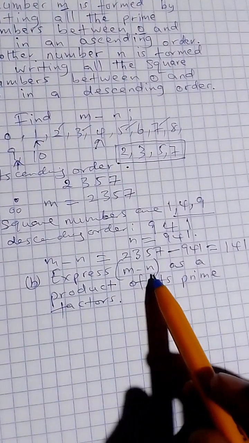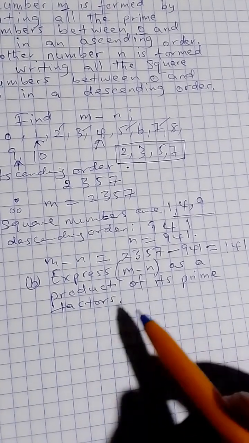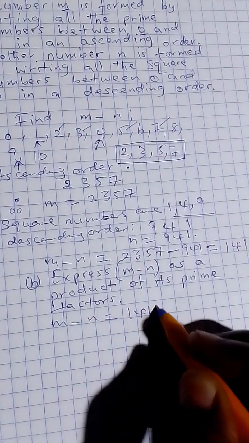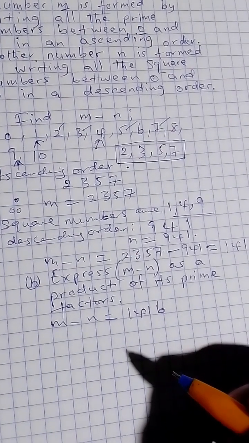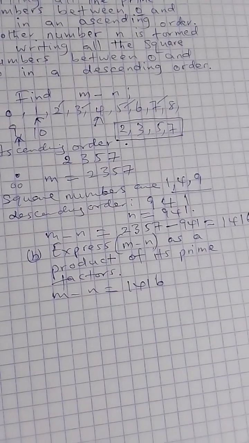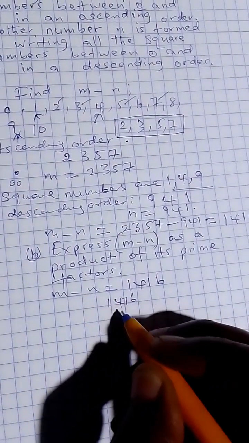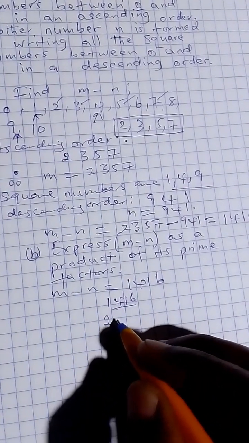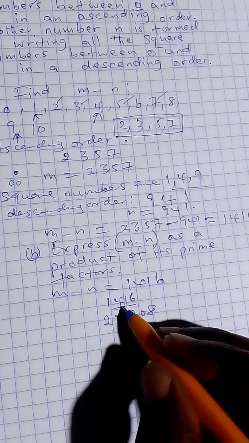Express m minus n as a product of its prime factors. So m minus n is equal to 1416. How can we write it as a product of its prime factors? We know that for 1416, we can multiply 2 by 708 to arrive at 1416.